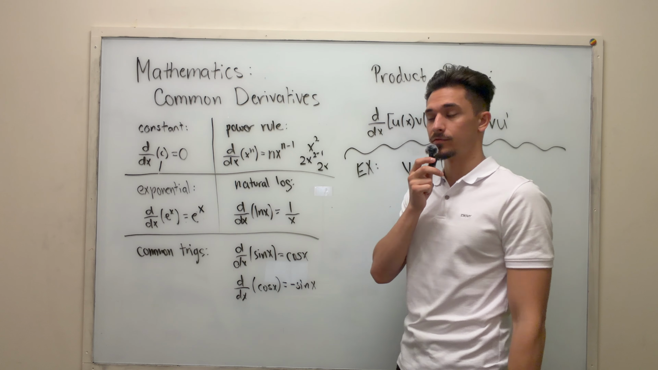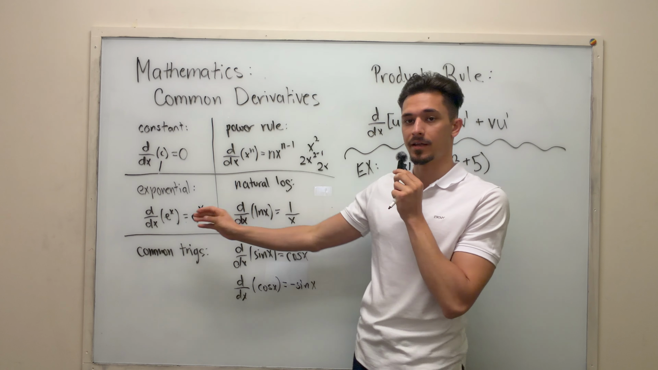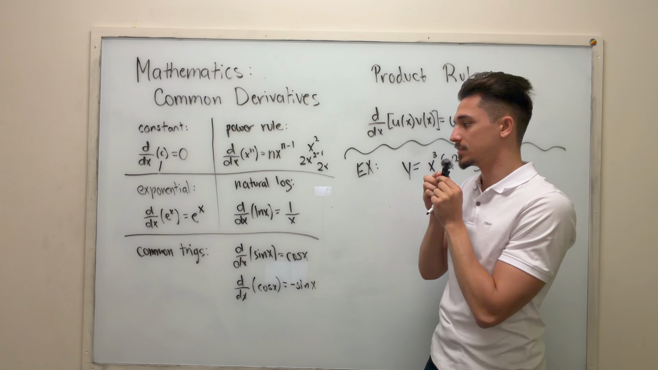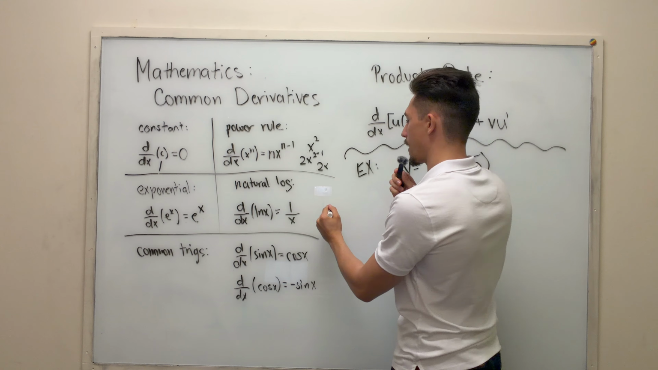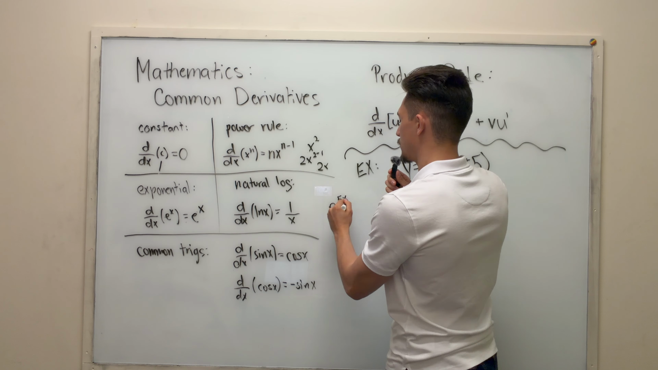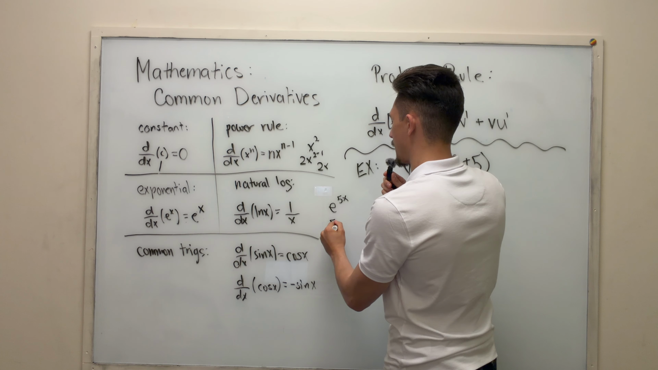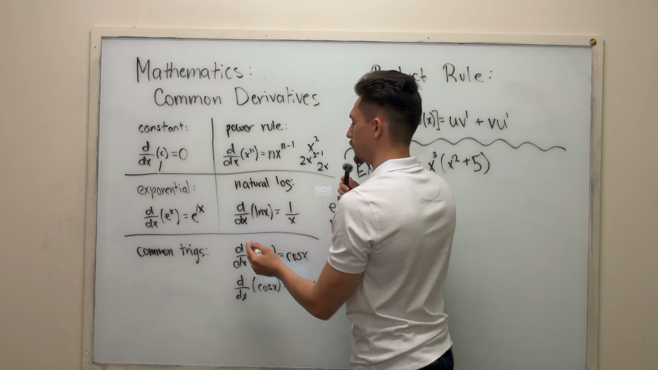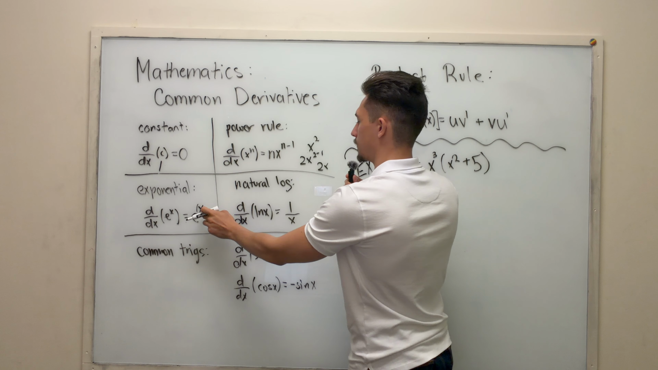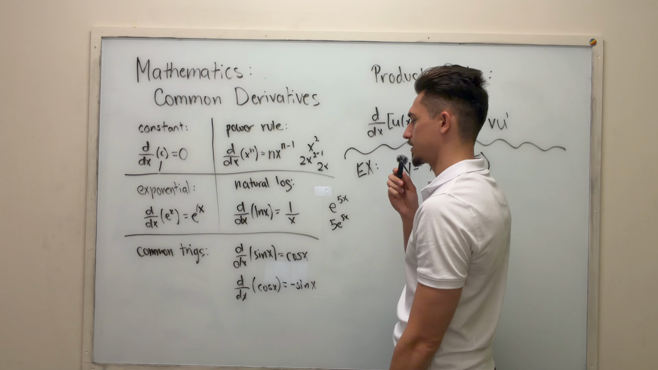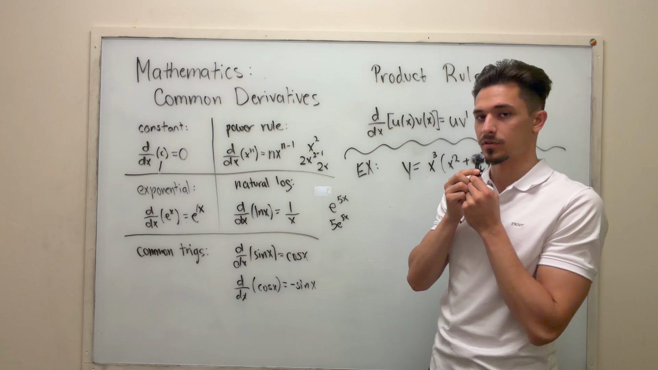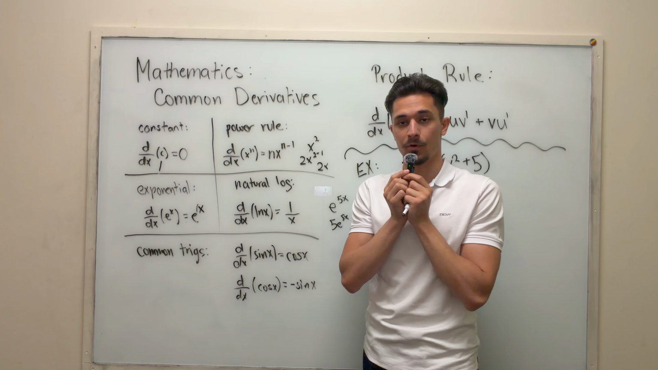Another common derivative you'll be seeing is the exponential. The derivative of e to the x stays the same, e to the x. However, if you have e to the 5x, you bring down the 5 and it becomes 5e to the 5x. In the first case, the number in front is 1, so that's why it stays the same. Another common derivative you'll see is the natural log. The derivative of the natural log of x is 1 over x.